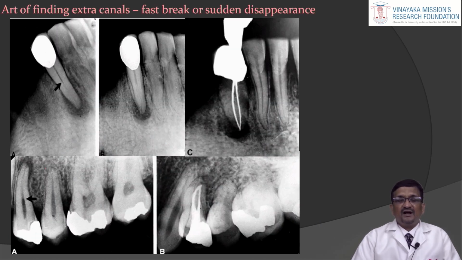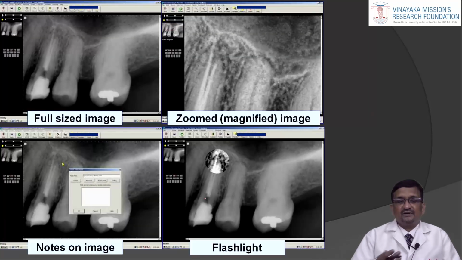So if there is a fast break or sudden disappearance, for example, you can see here there is a big radiolucent canal, then suddenly it disappears. If such a thing happens, don't think it is always calcified. It can be calcified, but in some cases it will be splitting into two canals, like here, and you can see the obturation, okay. Similarly here also there is a fast break that leads to two canals. So try to learn this and try to read your RVG properly, okay.